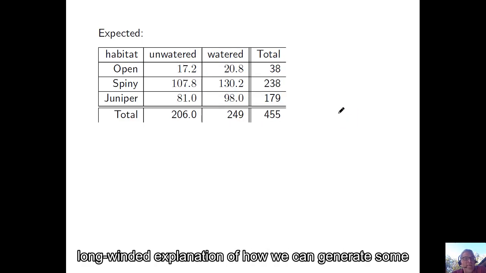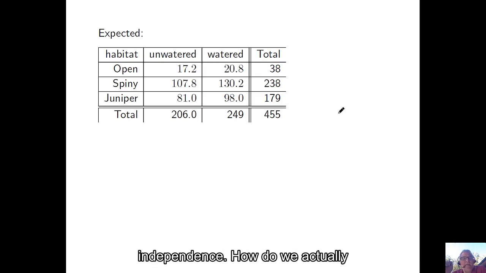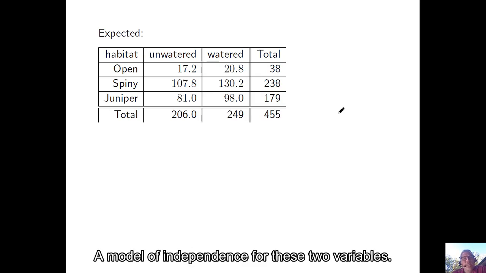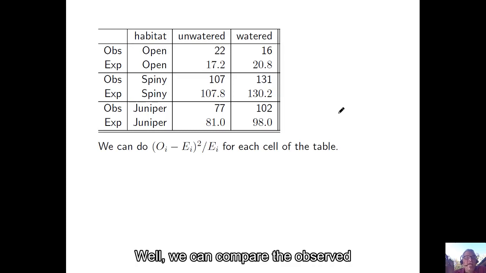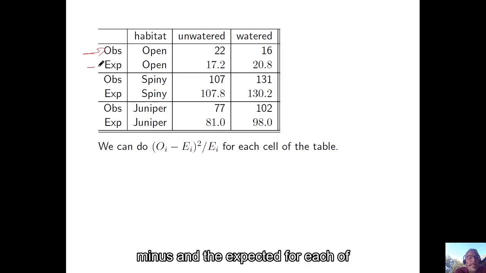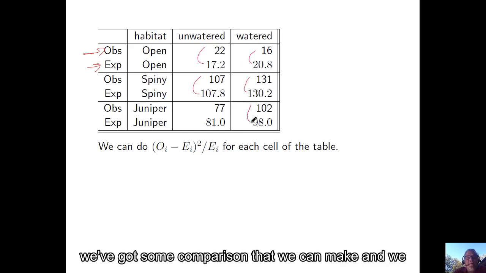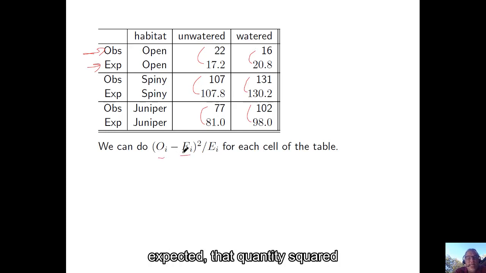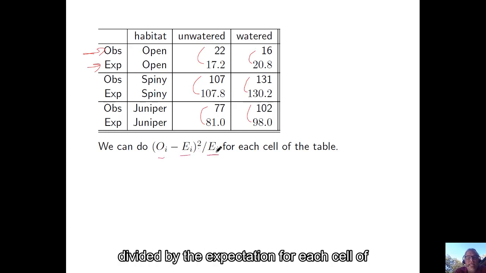So that's kind of a long-winded explanation of how we can generate some expectations under a model of independence. How do we actually test whether the data fit a model of independence for these two variables? Well, we can compare the observed minus the expected for each of these. And so for each of the 6 categories here, we've got some comparison that we can make, and we can do observed minus expected, that quantity squared, divided by the expectation for each cell of the table.